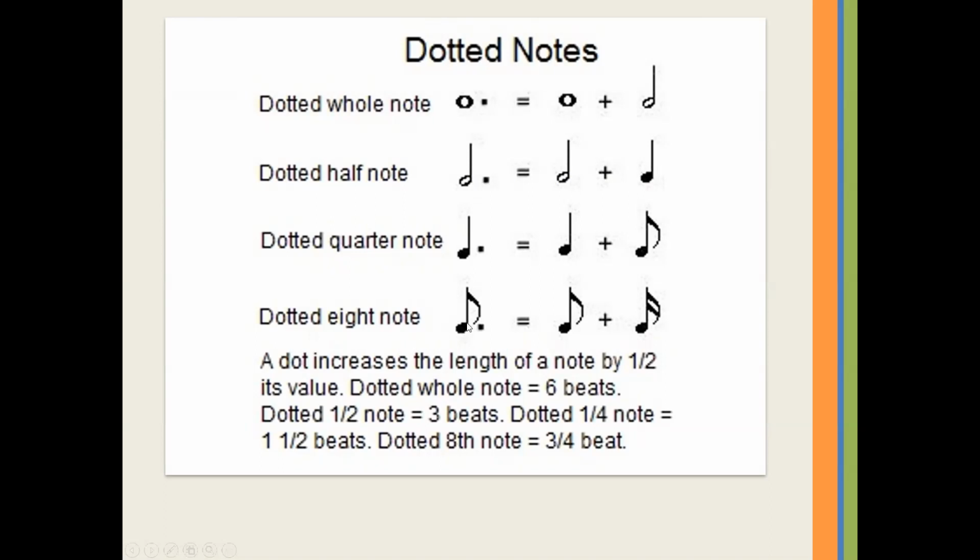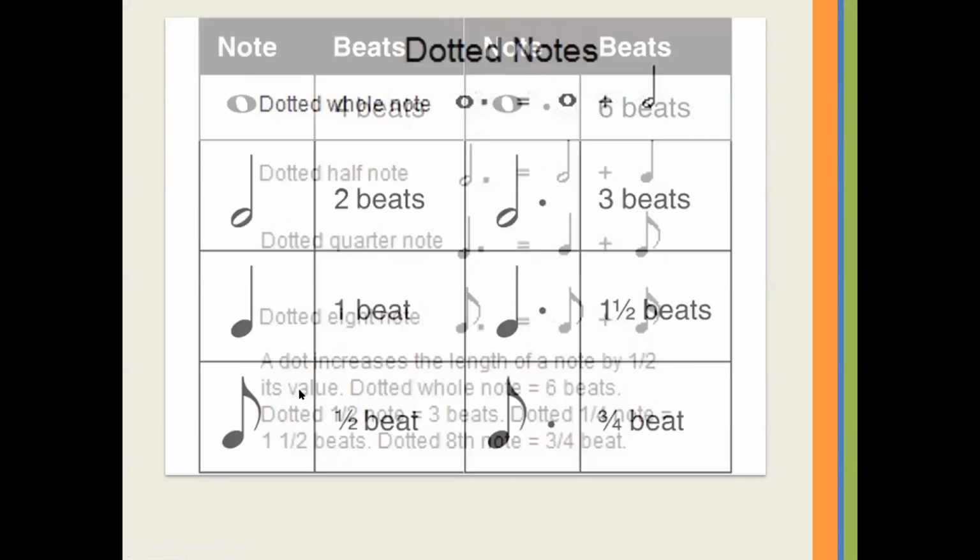The value of this is half, and we're going to add half of that to it. Half of that is 1 over 4, so it's going to be 3 over 4 beats. So a dot increases the length of a note by half its value. A dotted whole note is 6. A dotted half note is 3 beats. A dotted quarter note is 1.5 beats, and a dotted eighth note is 3 over 4.